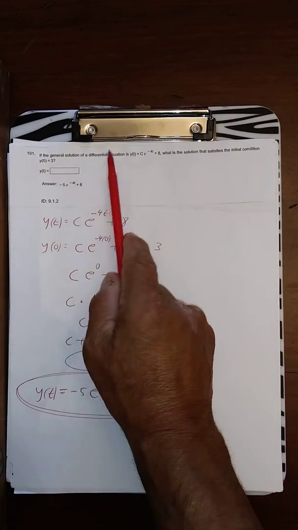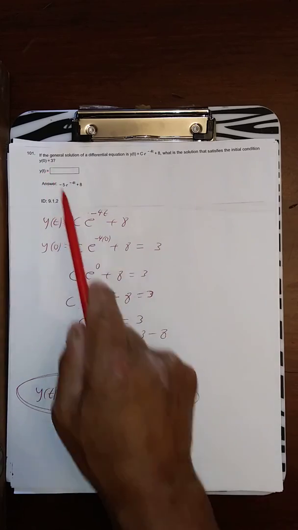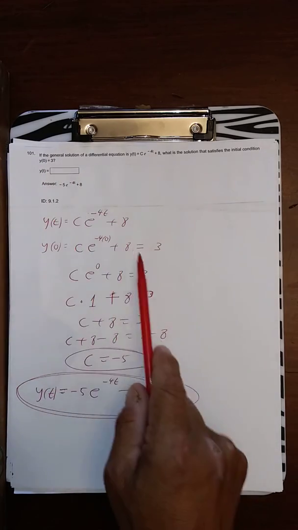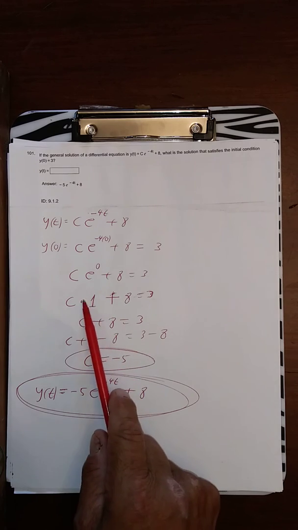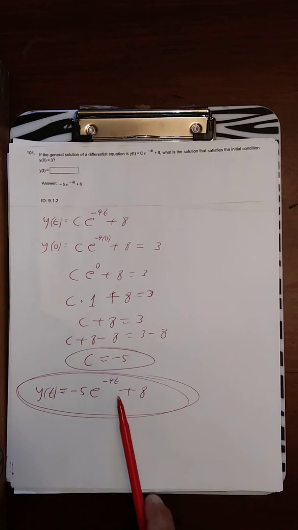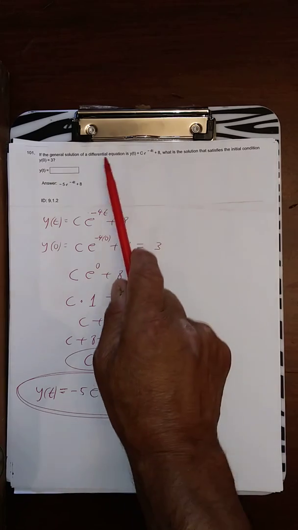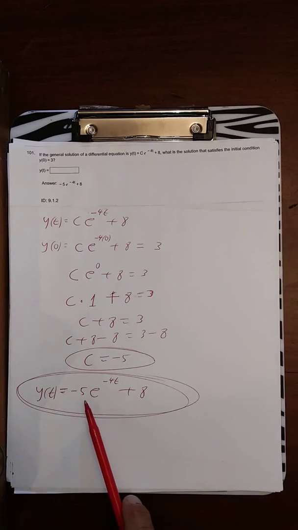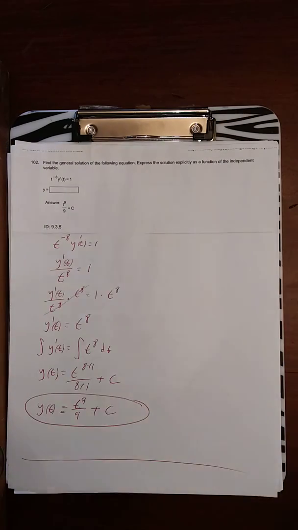The general solution of the differential equation is there, and they're going to give you a condition. So y of 0 is this, 3. So e to 0 is 1. 1 times that is c. C plus that, minus 8, minus 8. C equals minus 5. So it means minus 5 goes right there. y of t equals minus 5 e to the negative 4t plus 8.